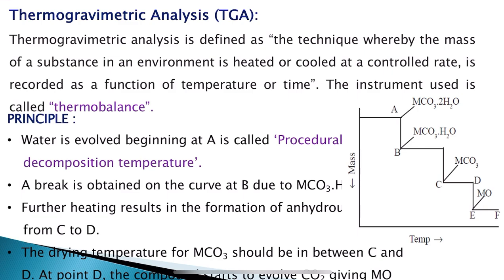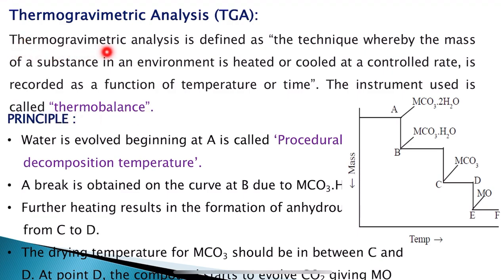That is why we are going to place that substance in an environment and heat it or cool it under a controlled rate. The increase or decrease in the temperature will be under control, and it is recorded as a function of temperature or time. This is what is called thermogravimetric analysis. The instrument used for this is called a thermobalance. I hope you understood.